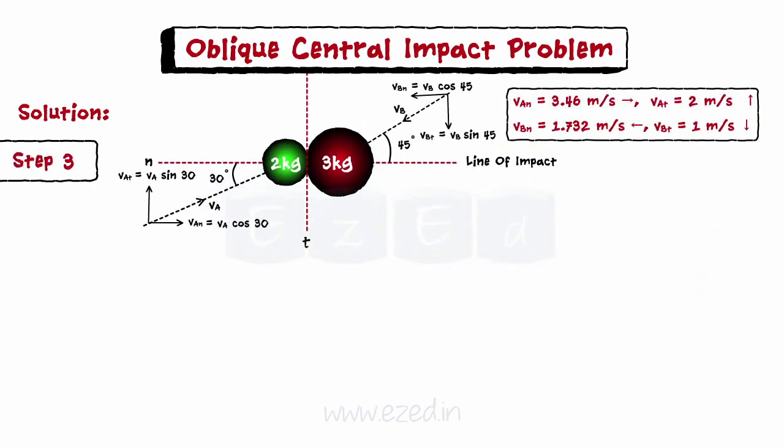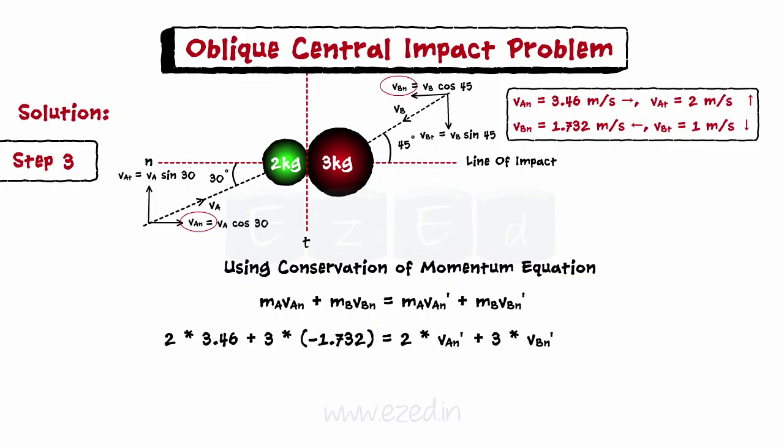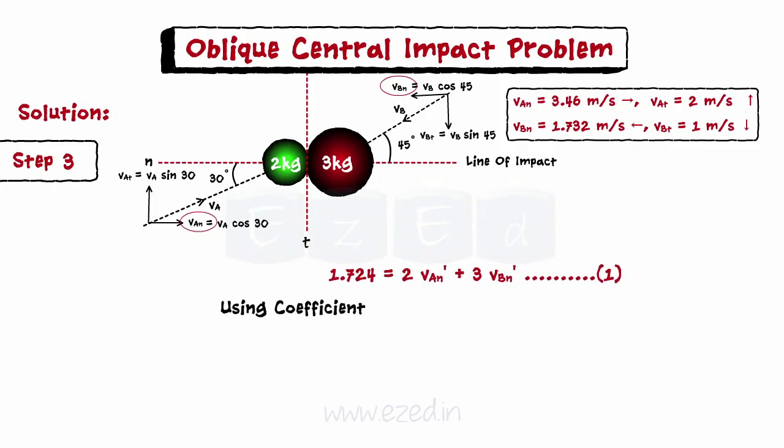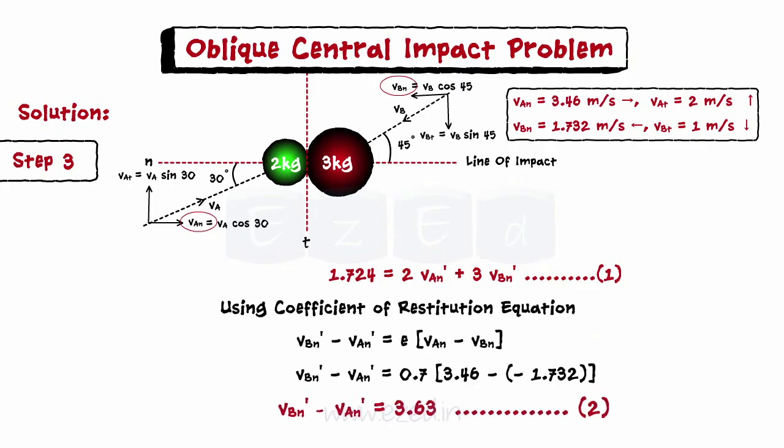Step 3. Work as a direct impact problem in the normal direction and take only initial velocities. Using conservation of momentum and substituting the values, we get equation 1. Now using coefficient of restitution equation and substituting the values, we get equation 2.